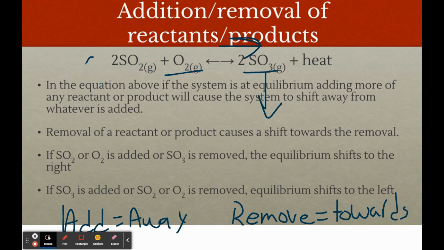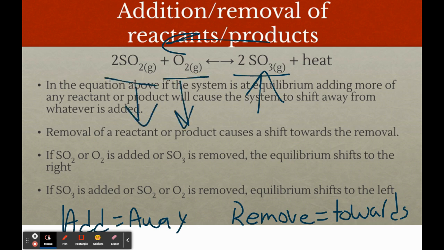Now, if we look at the other side of that, if SO3 is added, the reaction is going to shift to the left. And then if SO2 or O2 are removed, the reaction is also going to shift to the left.